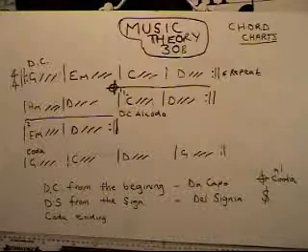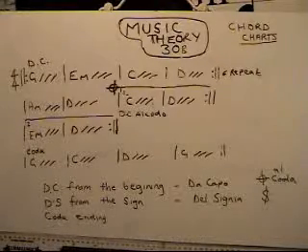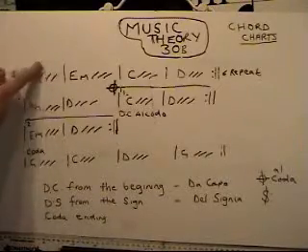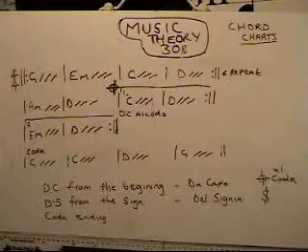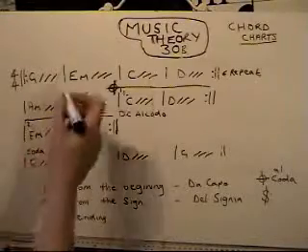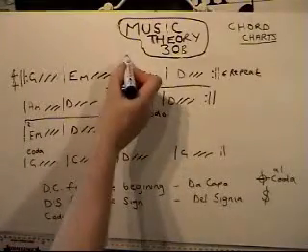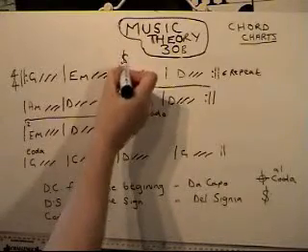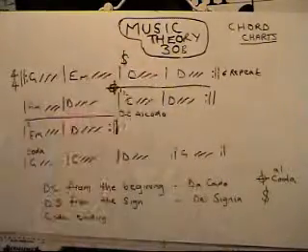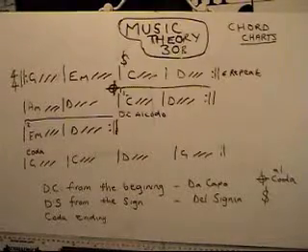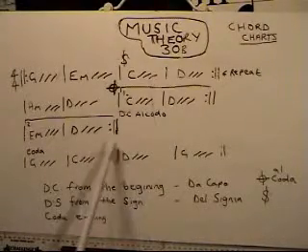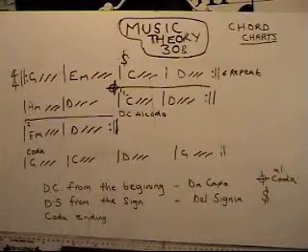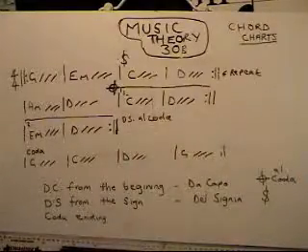Wow, right. What you could also have is, instead of the DC, something like a dal segno al coda. So let's put the segno, or the sign, and that just means it could be anywhere in the music, but not from the beginning.